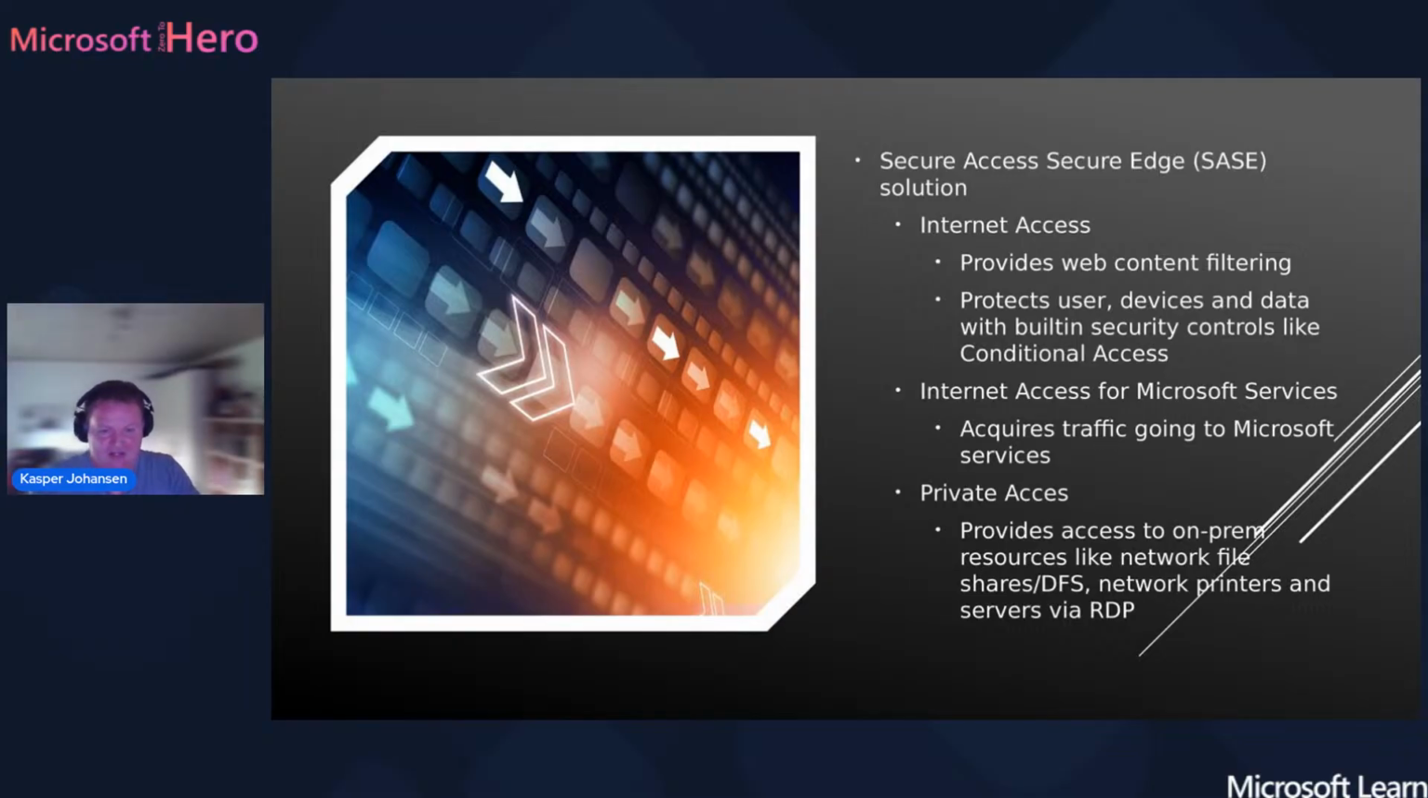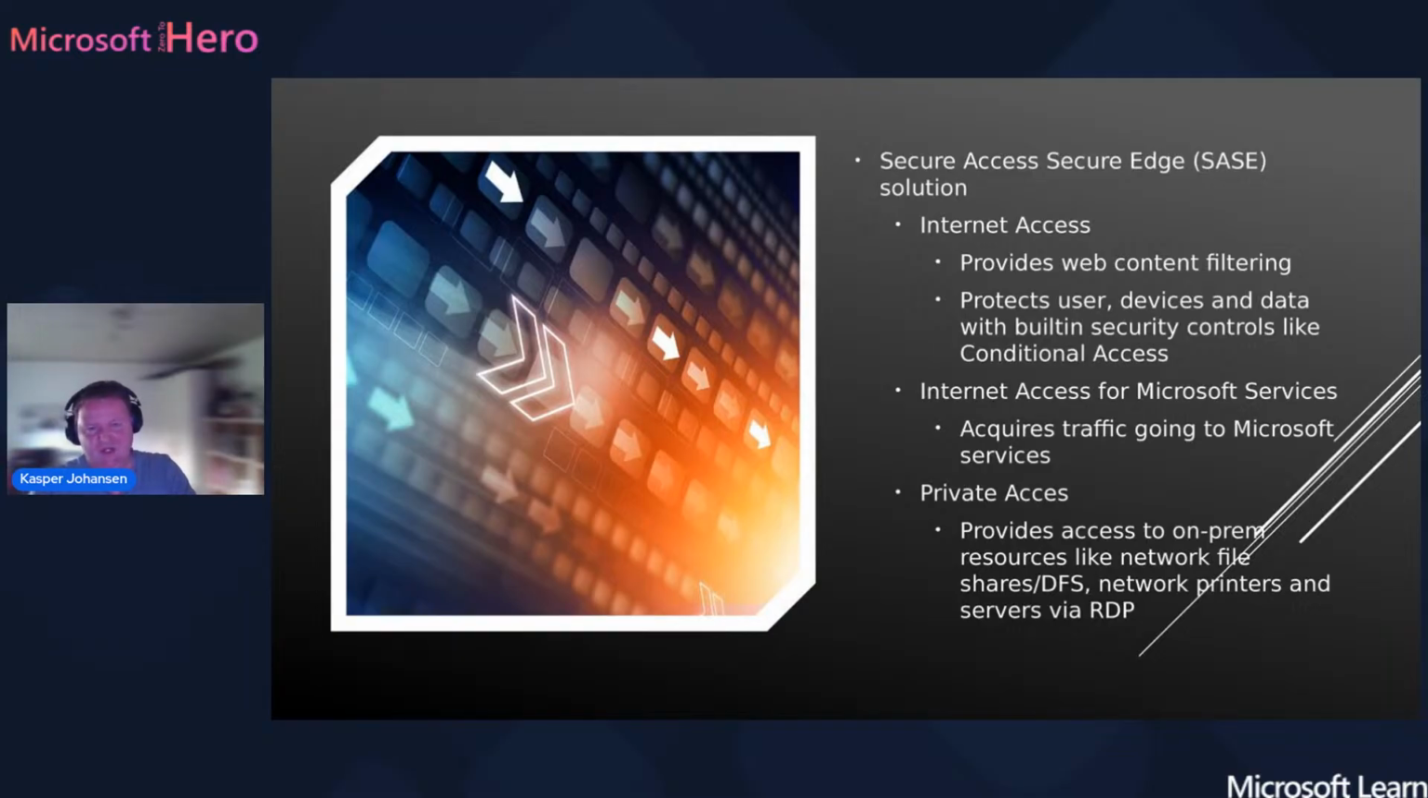And then there is the private access part. And I have a typo, I see. I have to fix that. The private access is basically a classic VPN solution in the way Microsoft is approaching this. So this will be able to replace many classic VPN solutions out there today. That being Palo Alto, GlobalProtect, Cisco, whatever they are delivering in terms of classic VPN solutions, this will be able to replace that.